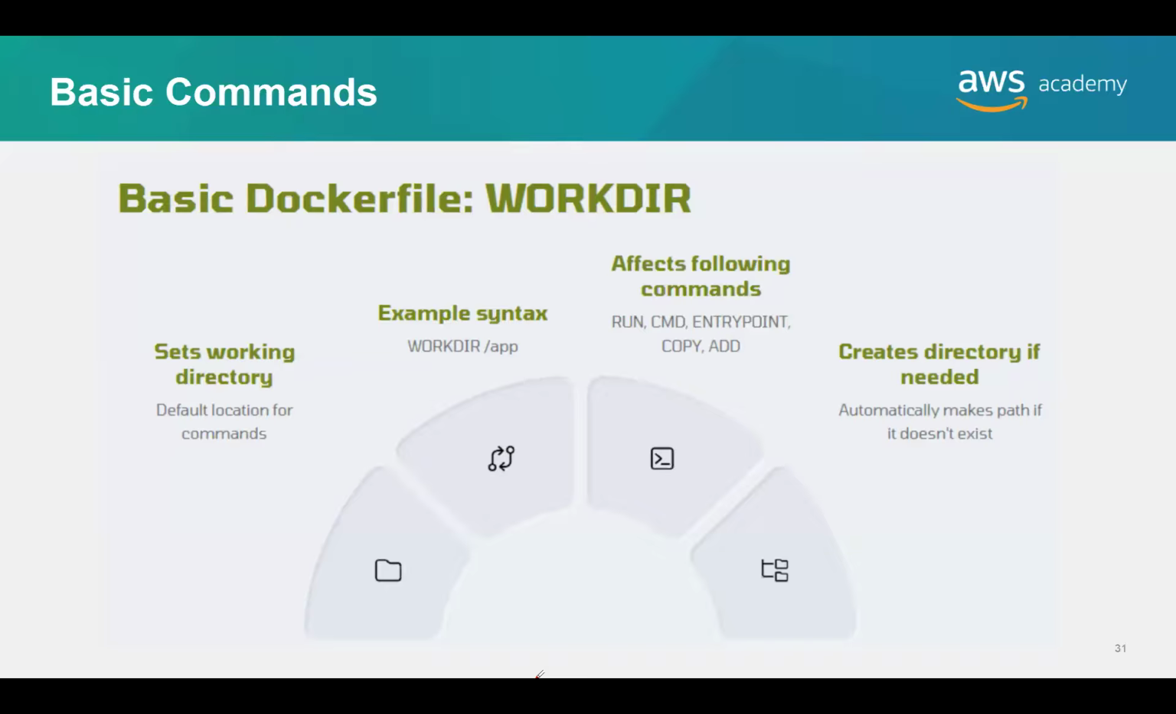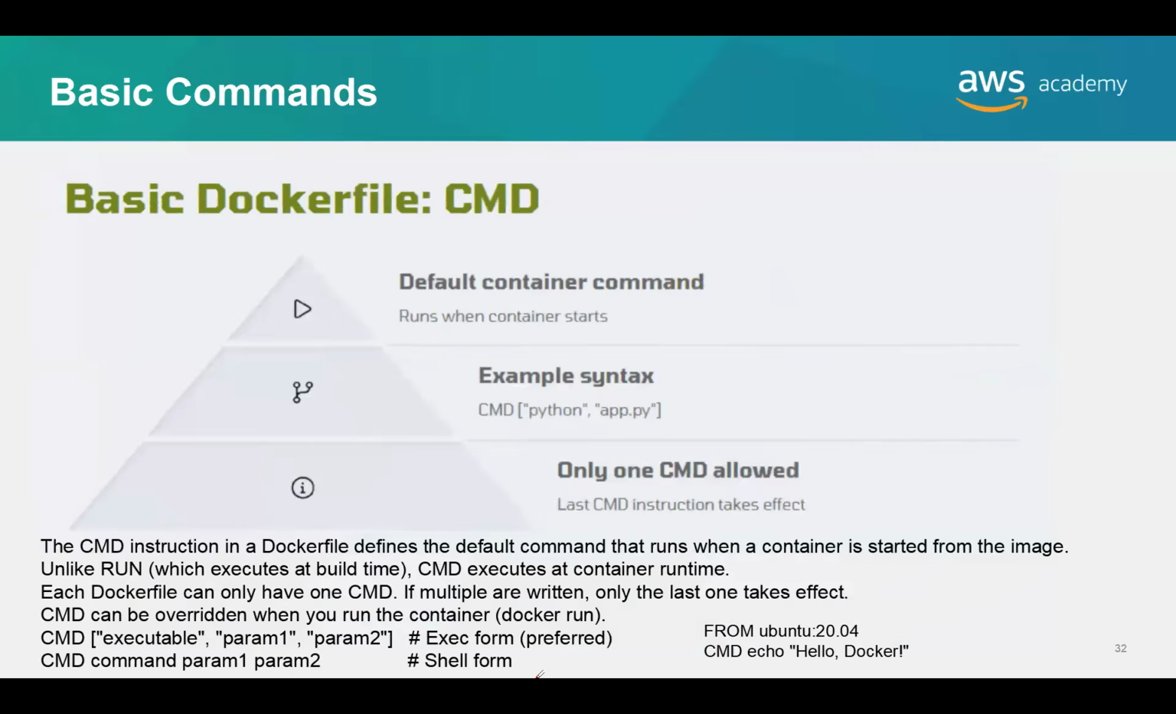So the working directory affects the commands RUN, CMD, ENTRYPOINT, COPY and ADD, and automatically makes the path if it does not exist. Next command is called the CMD command. CMD is mainly for the default container command, which runs whenever the container starts. For example, CMD python app.py. The command can be overwritten whenever you run the container, and we can mention it in executable form, that is with parameters, and also in shell form.